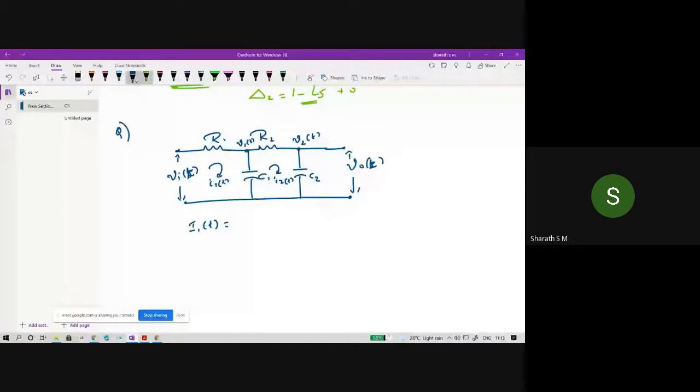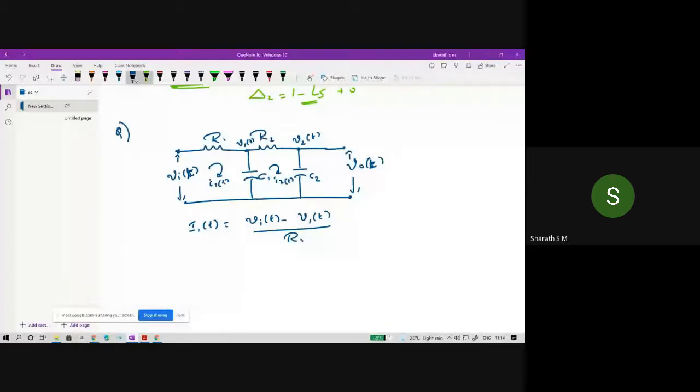I1 is equal to, what is the equation for I1 of t? I is equal to V by R. Here we have a difference in voltage, so I1 of t is Vi of t minus V1 of t divided by R1.